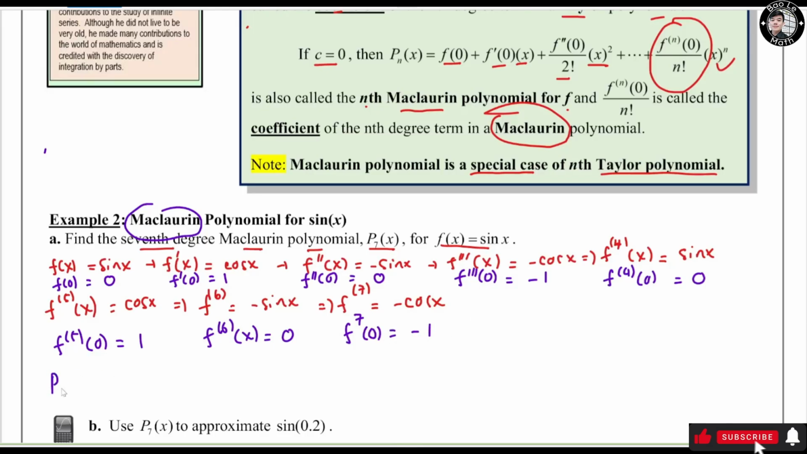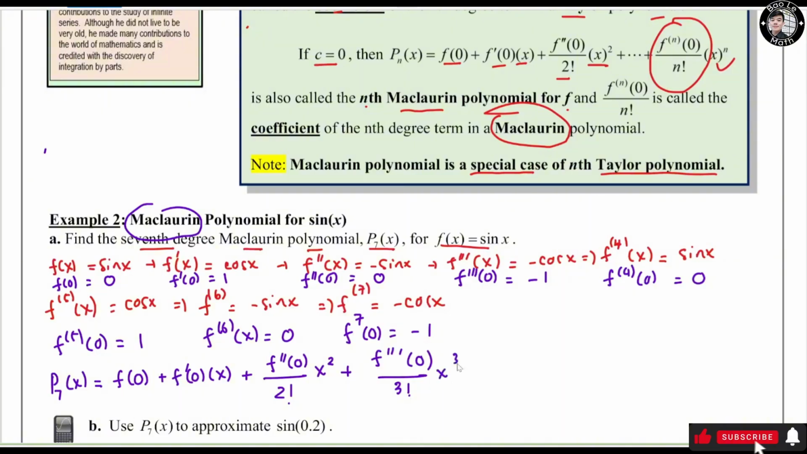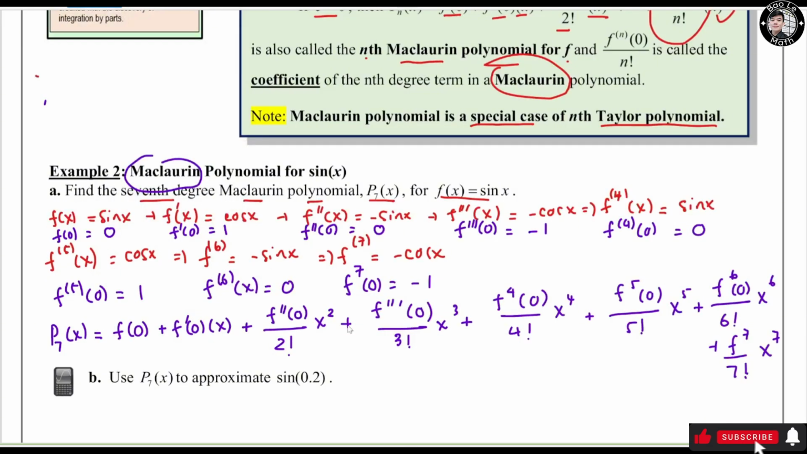So we have the formula P7 of s equals f of 0 plus f prime of 0 times s, plus f double prime of 0 over 2 factorial s squared, plus f triple prime of 0 over 3 factorial s cubed, plus the fourth derivative of 0 over 4 factorial s to the 4, plus. Now we just substitute values.